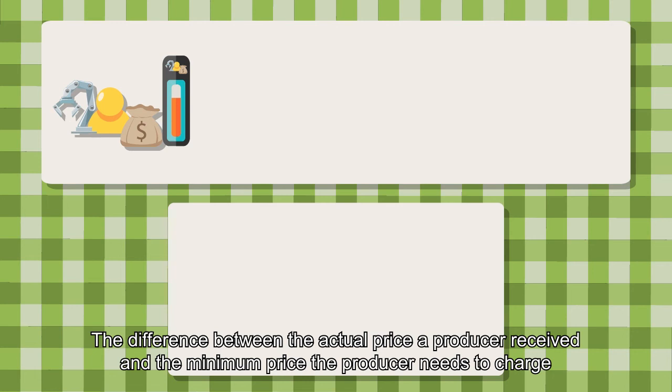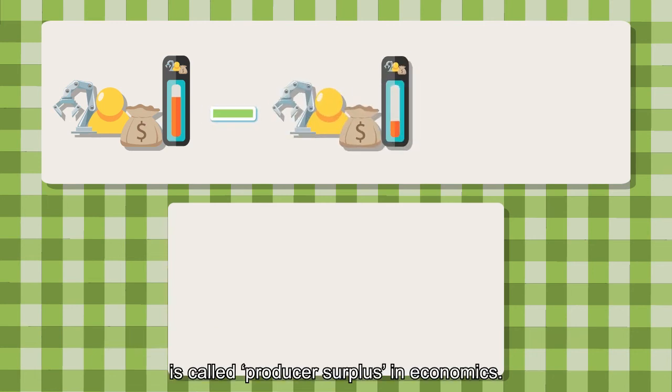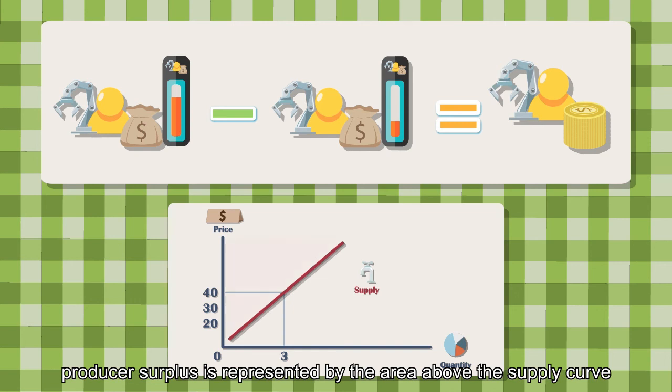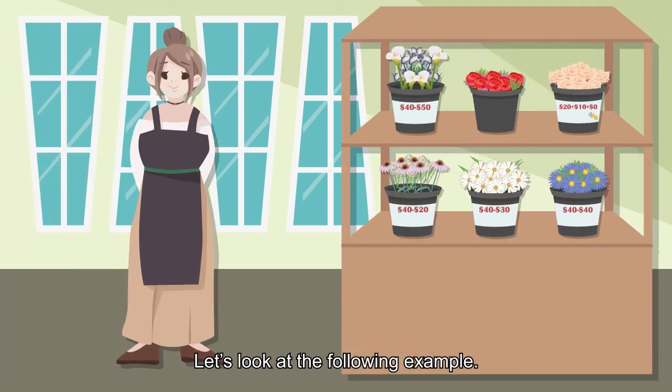The difference between the actual price a producer received and the minimum price the producer needs to charge is called producer surplus in economics. In a demand and supply diagram, producer surplus is represented by the area above the supply curve and below the price. Let's look at the following example.